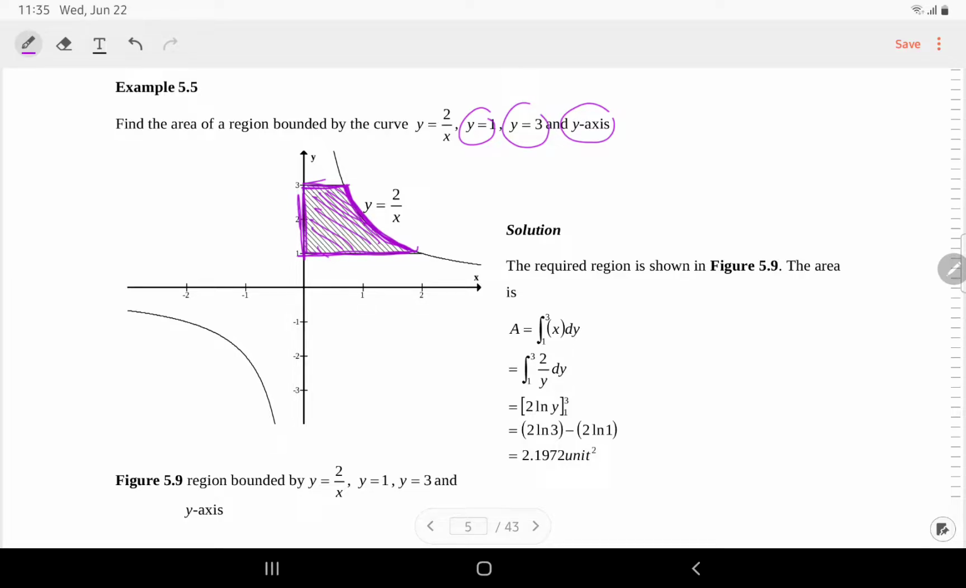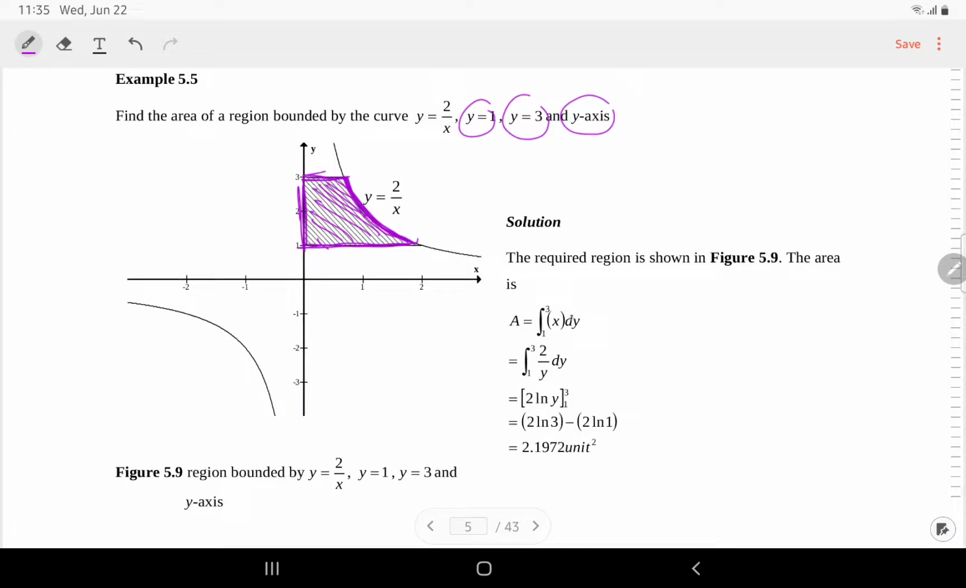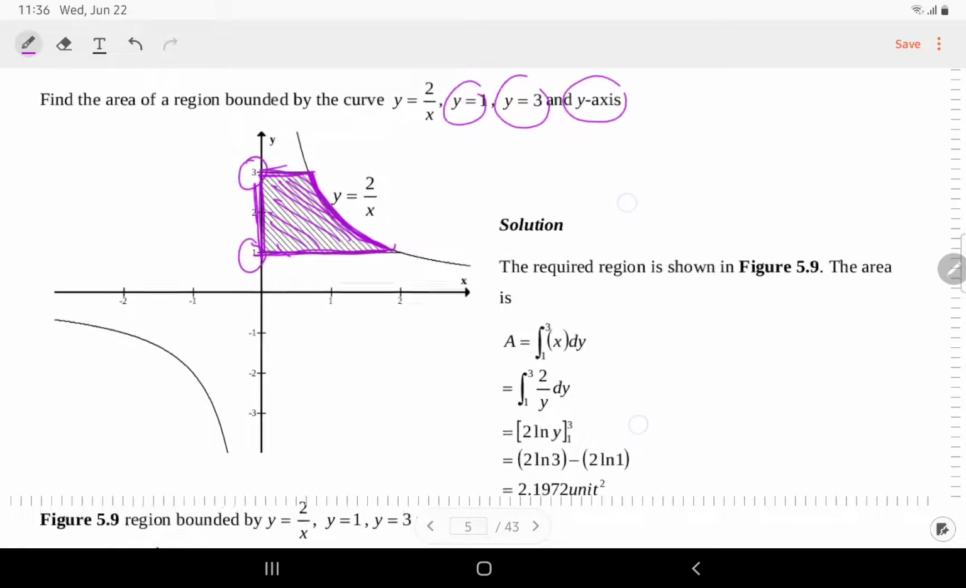Okay, so we can see that the shaded region is on the right side of the y-axis. So we are going to use a formula in figure 5.3, which we need to integrate by dy. Okay, integrate dy kat sini, from 1 to 3, and then integrate by dy. So dia punya function apa? Kalau integrate dy, function dalam ni mestilah variable y.